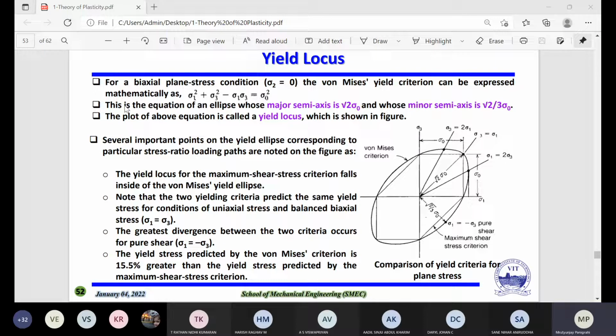One we have done about the Tresca criteria or the maximum shear stress, and the second one is the von Mises, or distortion energy. Before that, we went through the maximum shear stress. Of course, we covered it in the beginning also. Based on the maximum shear stress, we understood that with the help of the Mohr circle, we have to find a relationship between the normal stress and the shear stress.